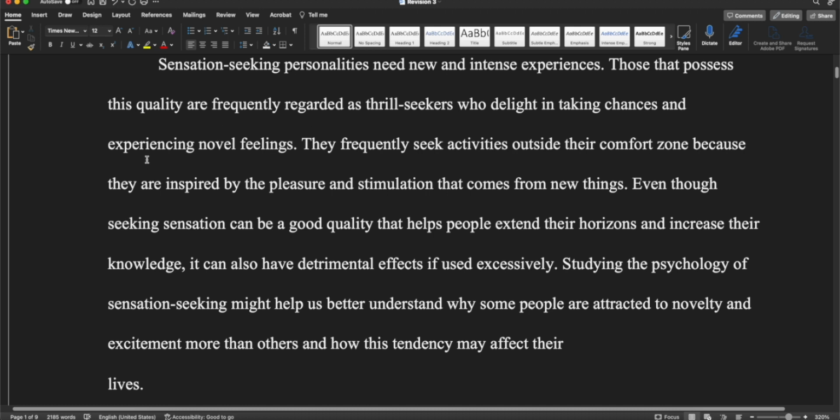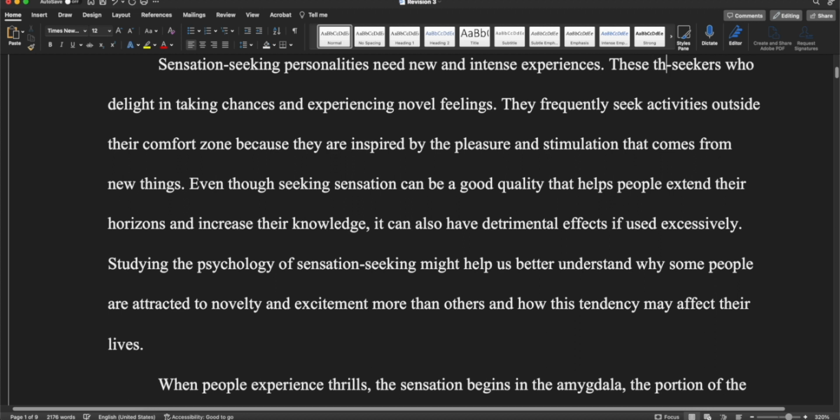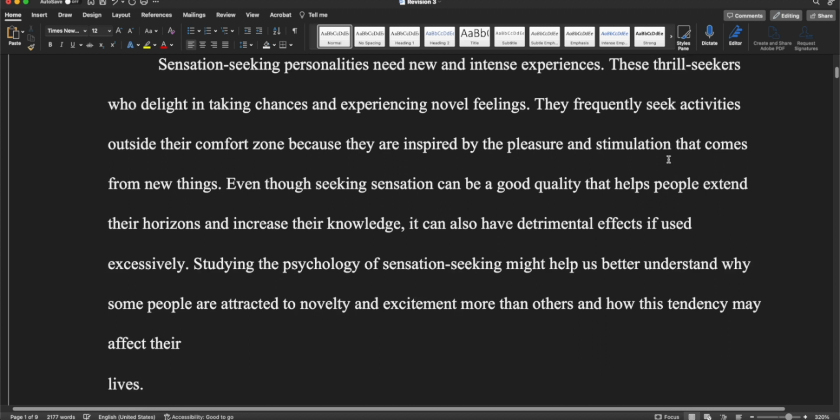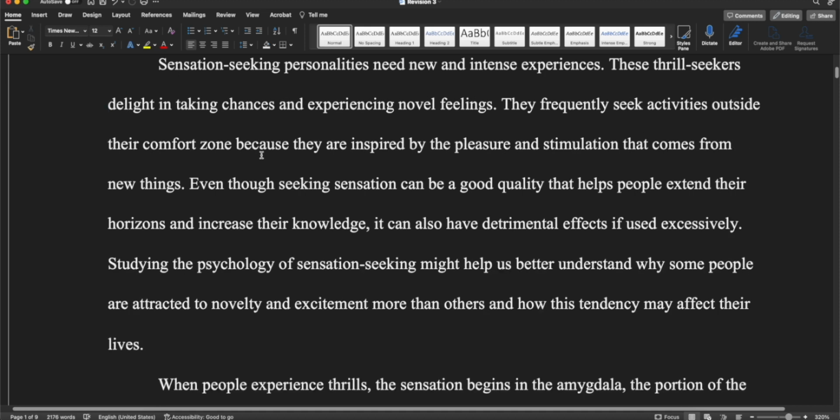Those that possess this quality are frequently regarded as thrill seekers who delight in taking... we can just say these thrill seekers. That's a lot of words to say "those that possess this quality," right? When we say these thrill seekers, we know we're referring back to the first sentence, to sensation-seeking personalities. And then we can just say, these thrill seekers delight in taking chances and experiencing novel feelings.